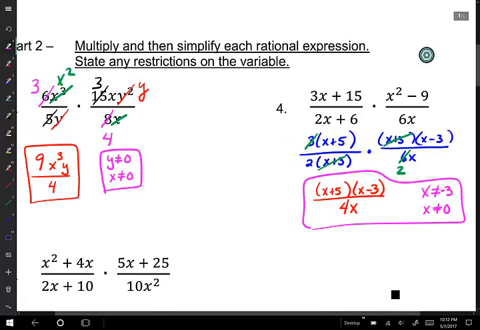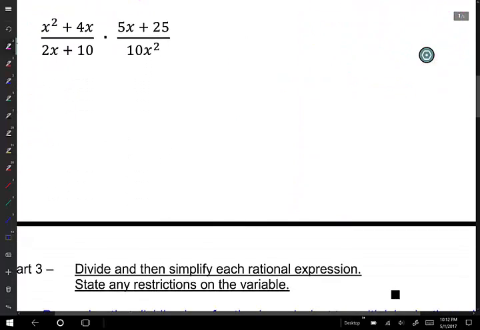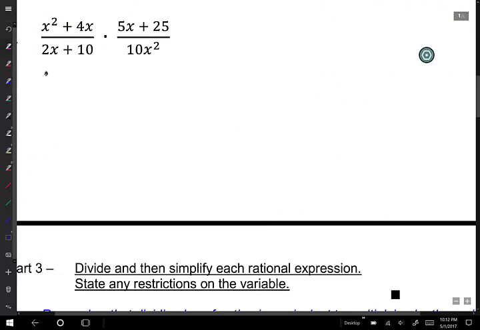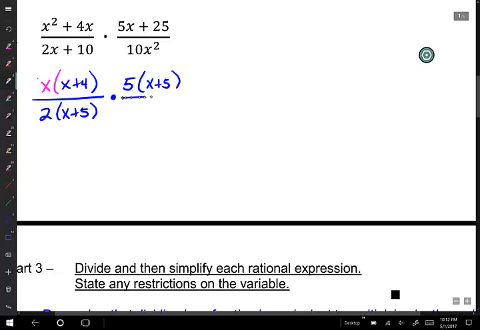Let's look down at example number 5. In example number 5, we have an x as a GCF in the original problem. So x times x plus 4. In the denominator, we have a 2 as a GCF, 2 times x plus 5. The numerator, we have a 5 as a GCF, 5 times x plus 5. And the denominator, we have 10x squared.